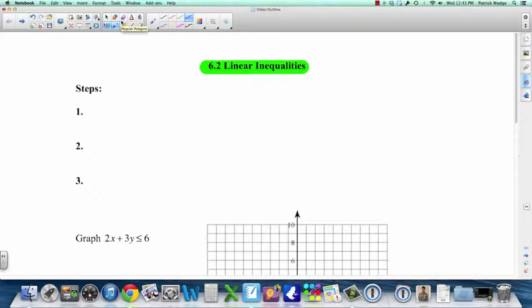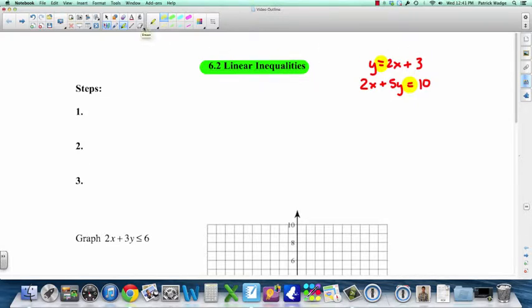Well, what you graphed before were linear equalities. So you graph things like y equals 2x plus 3, right? That's in slope-intercept form. Or you graph things like 2x plus 5y equals 10. That's in standard form. So those are linear equalities that you graphed before, and they're called equalities because one side is equal to the other.